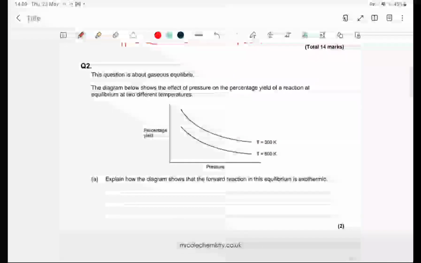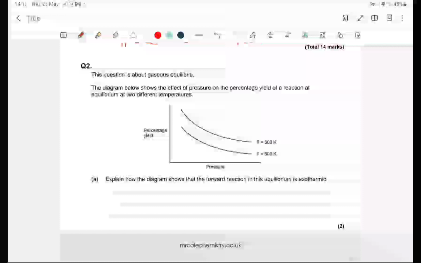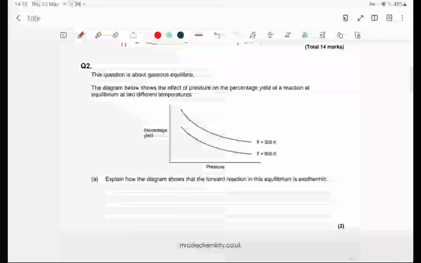Okay, so question 2a is both about interpreting graphs, but also looking at Le Chatelier's principle. Because A is asking about whether or not the reaction is exothermic, we're interested in the effect of temperature. So we're not actually interested in what either one of these 2 lines is doing individually, we're actually wanting to compare the lines at any particular pressure. So what you're looking at then is basically at any individual pressure, it doesn't really matter where you pick, let's say you pick here, how does the percentage yield vary depending on the 2 temperatures?